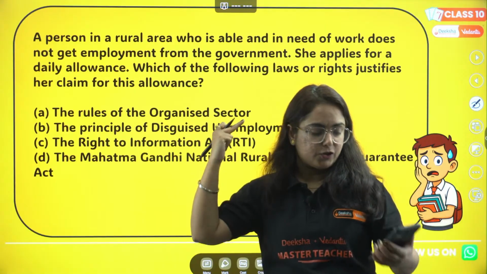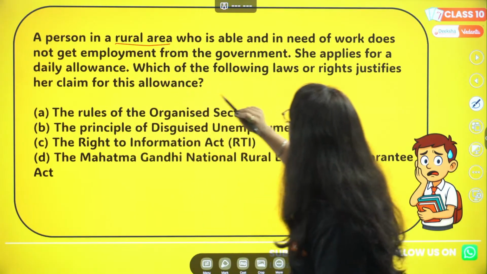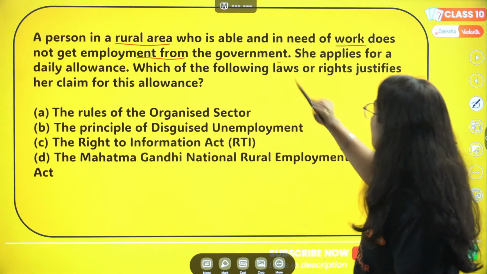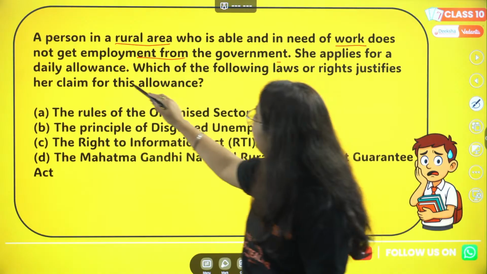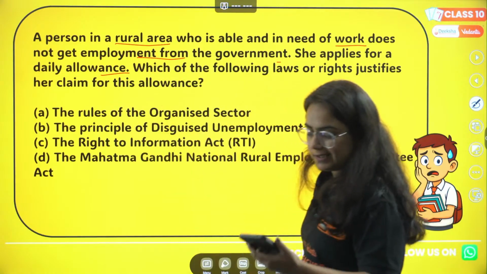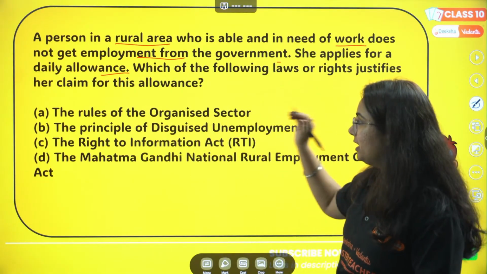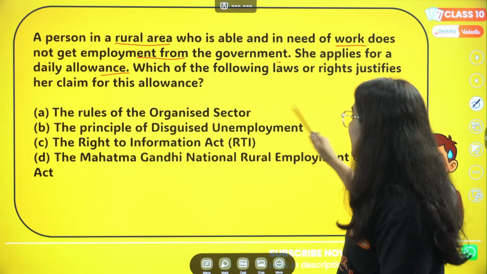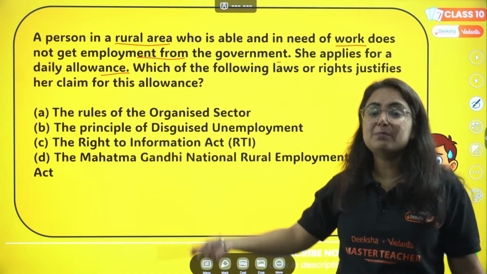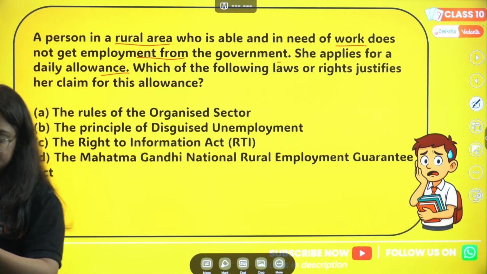Next question, pay attention. A person in a rural area who is able and in need of work does not get employment from the government. She applies for daily allowances. Which of the following laws or rights justify her claim for this allowance? Very good question. Options are A, the rules of organized sector. B, the principles of disguised unemployment. C, right to information. Or D, MGNREGA, Mahatma Gandhi National Rural Employment Guarantee Act. Which of the following is the correct option?